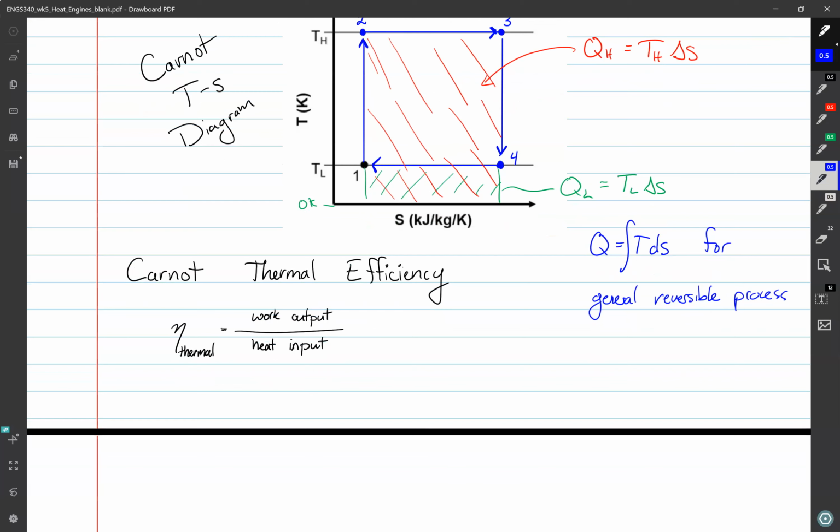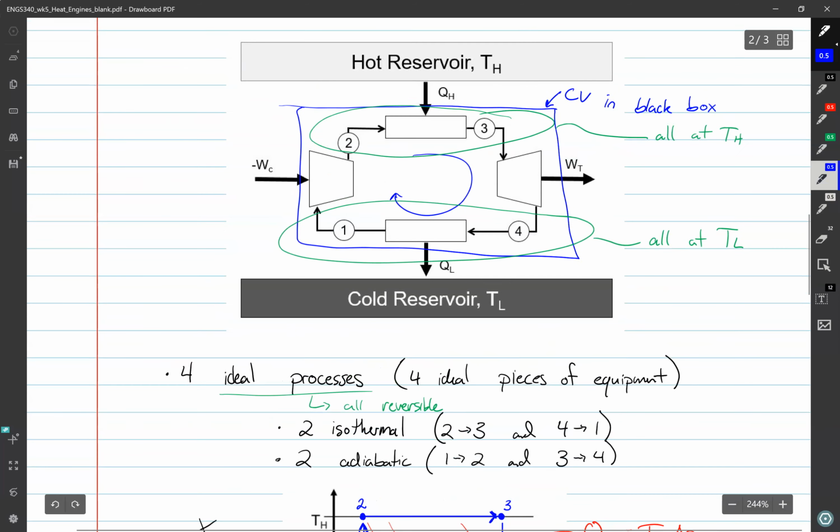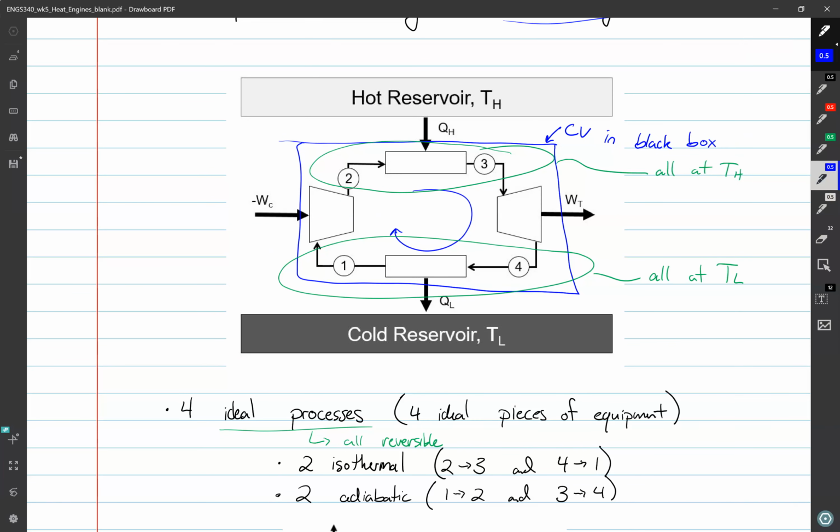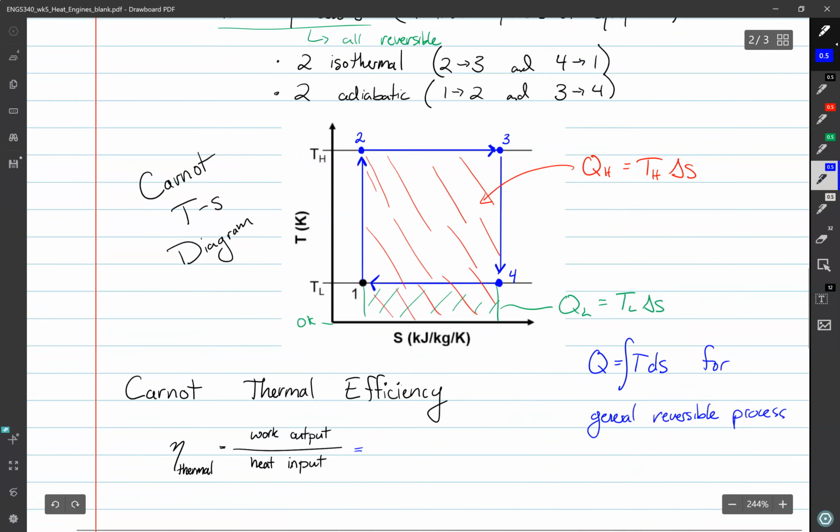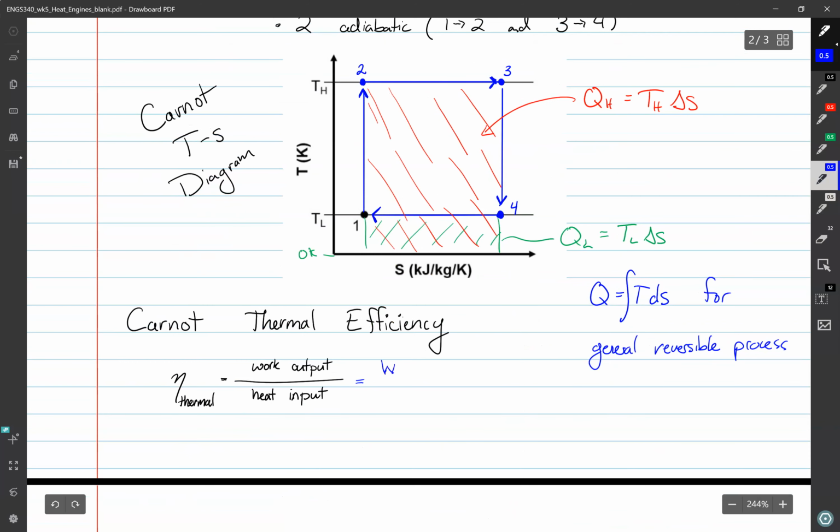For a Carnot cycle, the thermal efficiency, we can look at it in a couple different ways. Again, it is still the net work output divided by the heat input. So in this case, the total work out is going to be WT plus WC, noting that WC should be a negative value.